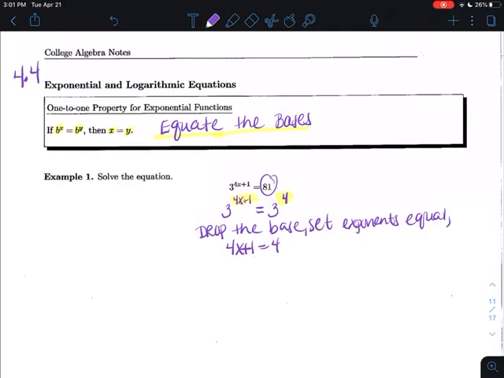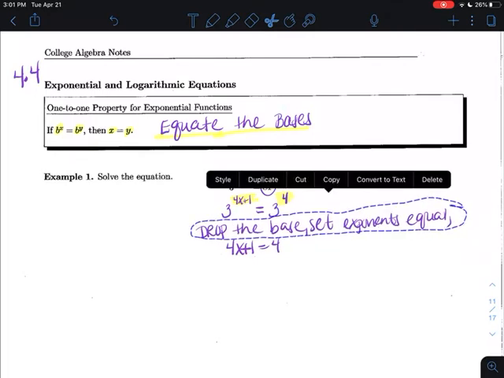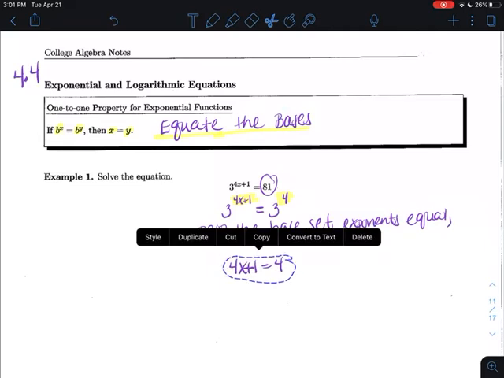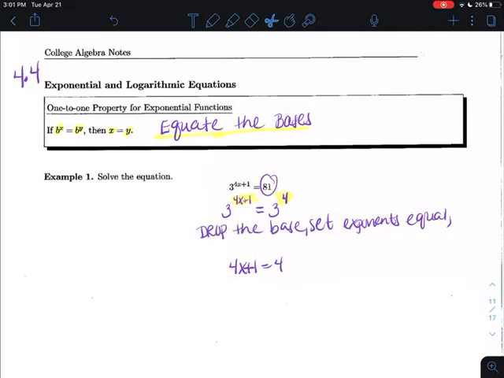And then solve. Let me see if I can move this out of the way. Center it a little bit. I've got a feeling that's not going to work. Move this down some. So I'll just write it here.